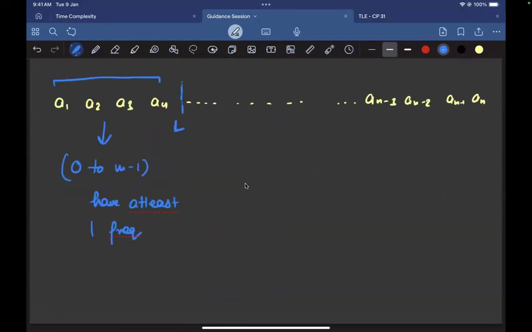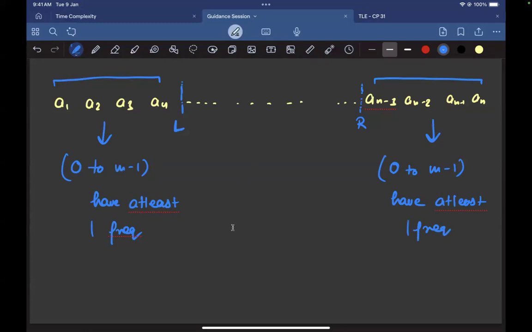What is the largest L I can create? Largest R I can create. Now, the same thing: what is the largest R I can place over here? The largest R can only be at that location, right? Before which 0 to m minus 1 have at least one frequency.